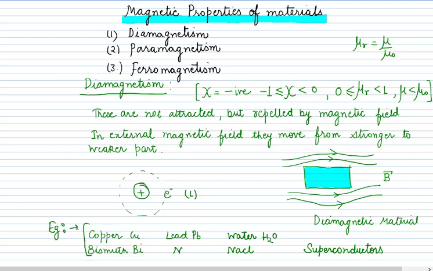So always learn two or three examples, how they react in the external magnetic field, and what their magnetic susceptibility, relative permeability and permeability are. From this relation you can find these two relations, and since they are repelled, Xi is negative. And this is the logic why diamagnetic materials behave as diamagnetic materials. Now move to the second one, that is paramagnetism.